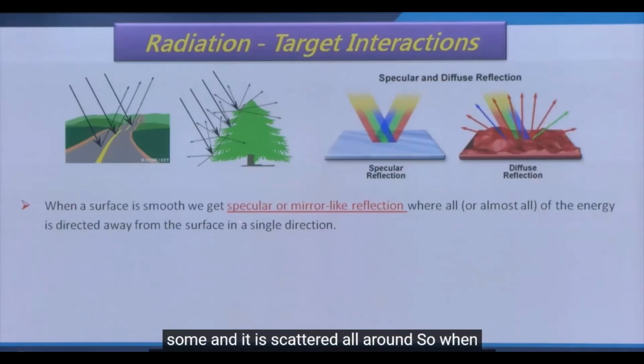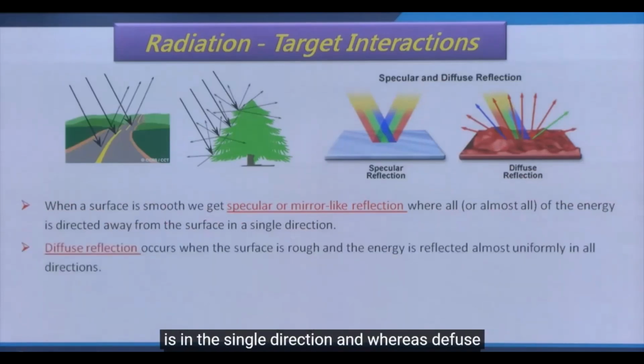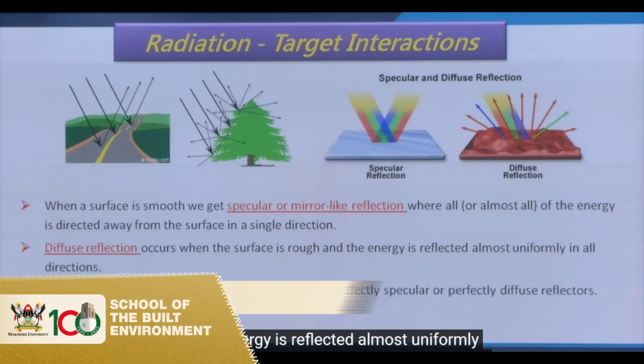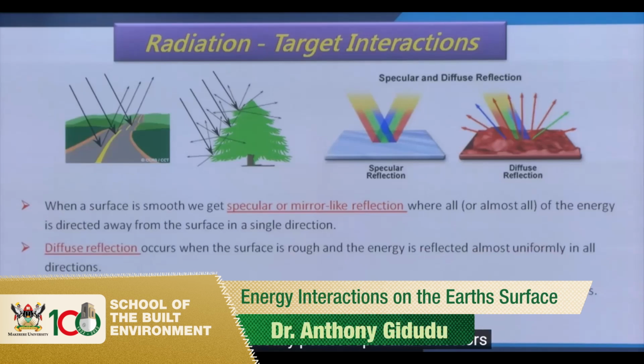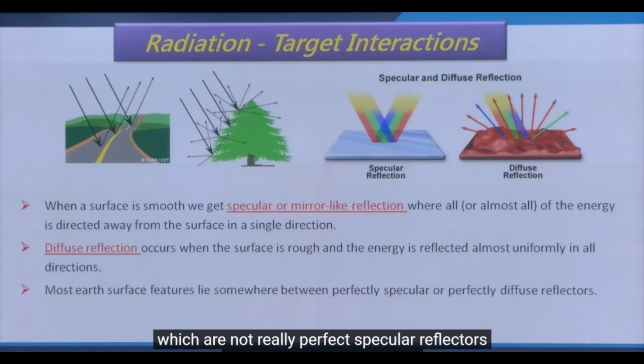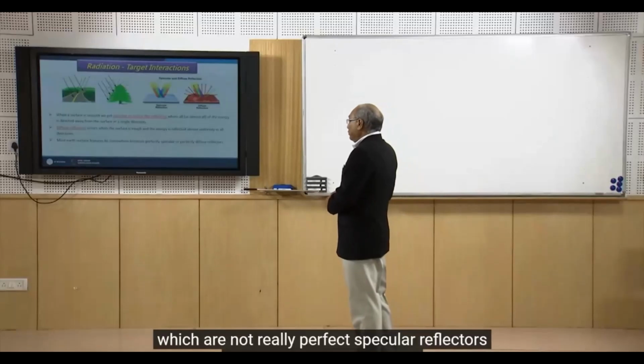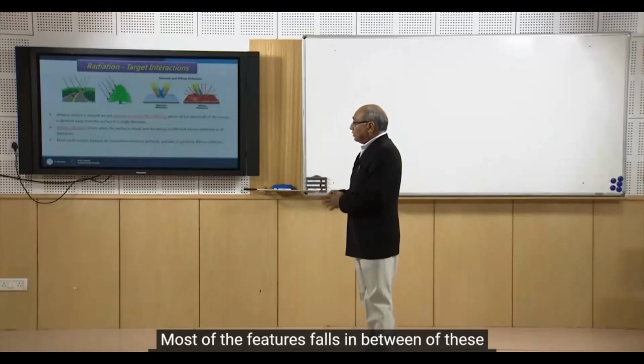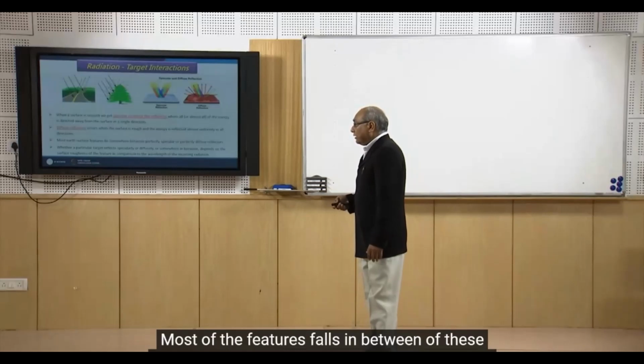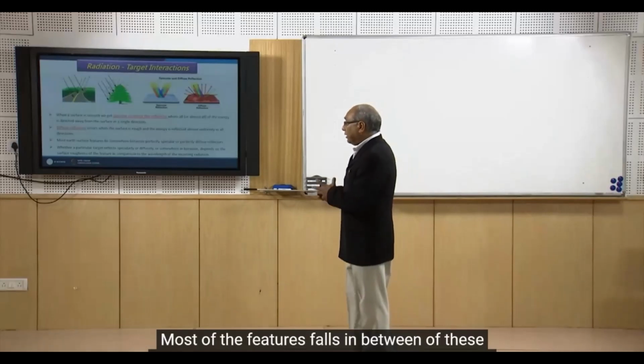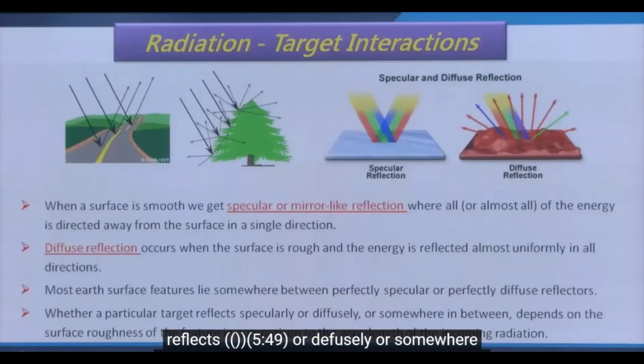In specular reflection, the maximum energy is reflected back, whereas in diffuse reflection it is scattered all around. When a surface is smooth, we get a specular or mirror-like reflection, where all or almost all of the energy from the surface is directed in a single direction. Whereas diffuse reflection occurs when the surface is rough and the energy is reflected almost uniformly in all directions. Most of the earth features are not really perfect specular reflectors, nor perfect diffuse reflectors. So most of the features fall in between of these two categories.